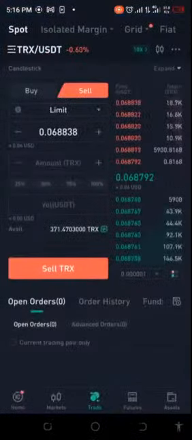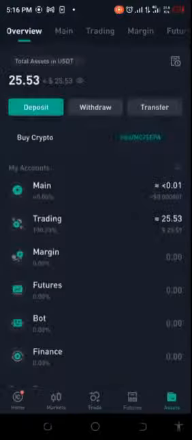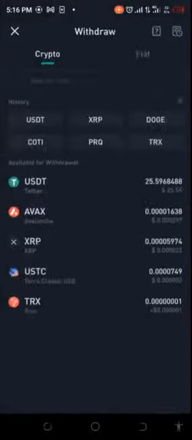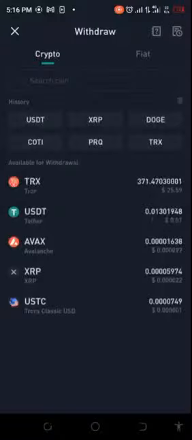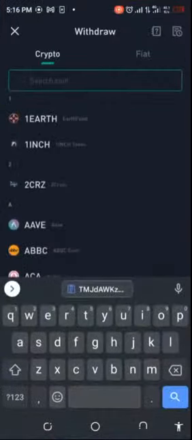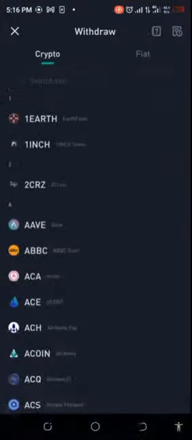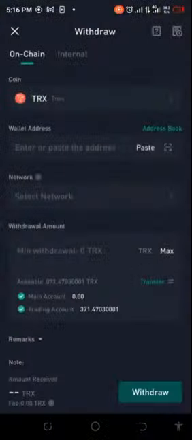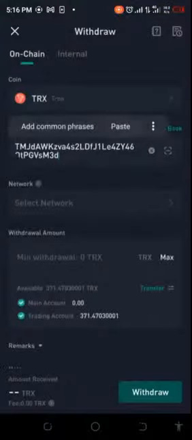All right, so that's what we're doing right now. So we're withdrawing from here, and we're withdrawing TRX. You can see it already has everything there, okay? We're taking everything over. No, this is what I want. I'm withdrawing this, and I'm just clicking on this, and then we'll now put in the address, the wallet address.